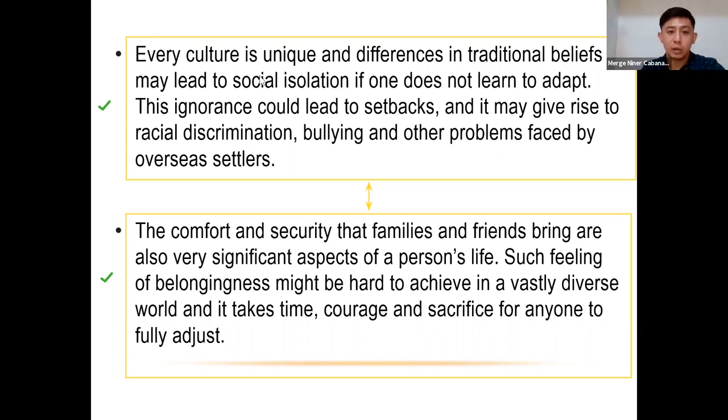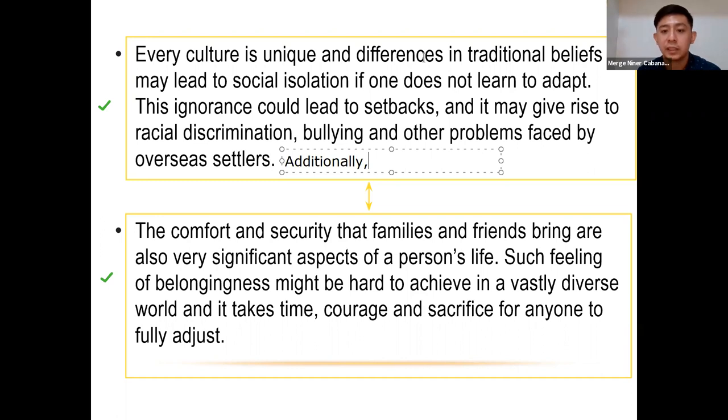So if I am going to put them in one paragraph in real life, so I'll be using something to connect them, all right? And I'll be using the word additionally. And then comma. Additionally, the comfort and security that families and friends bring are also very significant aspects of a person's life. Such feeling of belongingness might be hard to achieve in a vastly diverse world. It takes time, courage, and sacrifice for anyone to fully adjust.